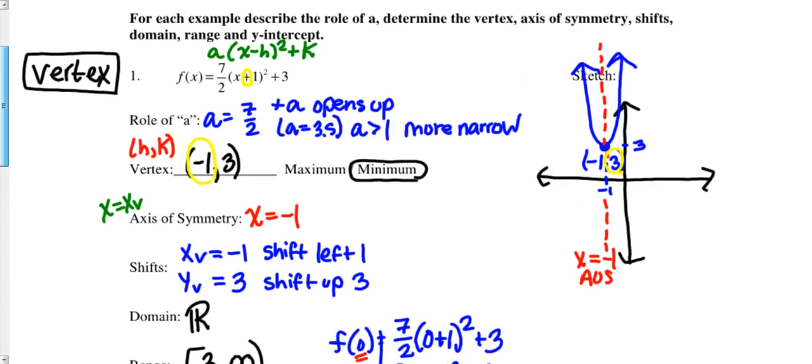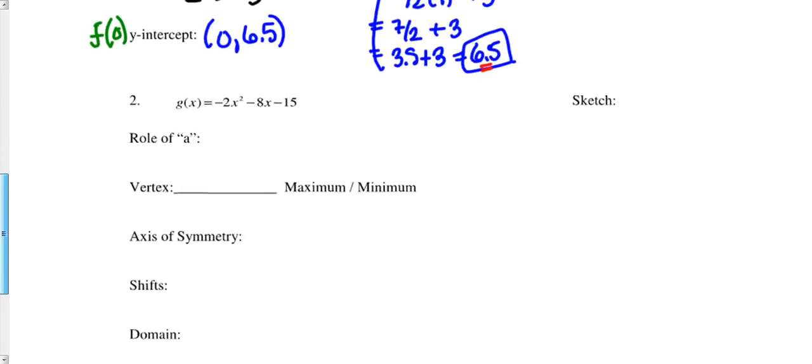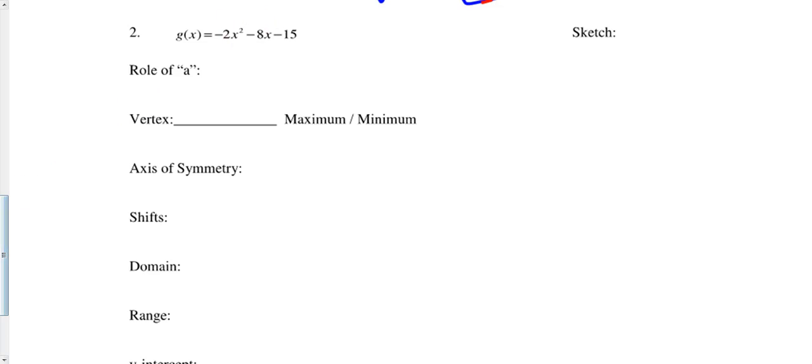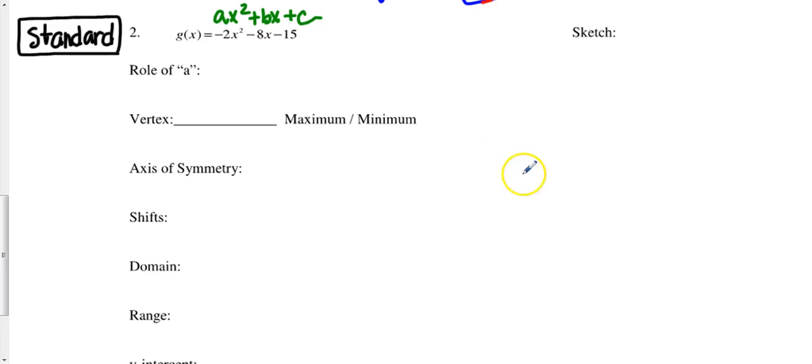So number 1 was vertex form. Take a look at number 2. What form is number 2 in? It is standard. And if we want to do what we did before and put the general form, we can. It's ax squared plus bx plus c. On your own, please state what is a and what 2 pieces of information do we get from that a value.